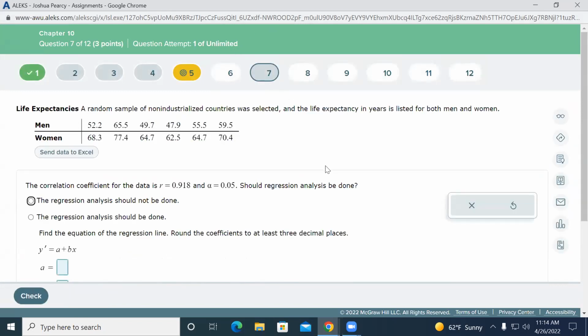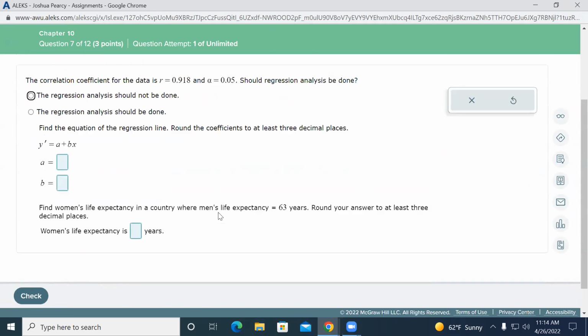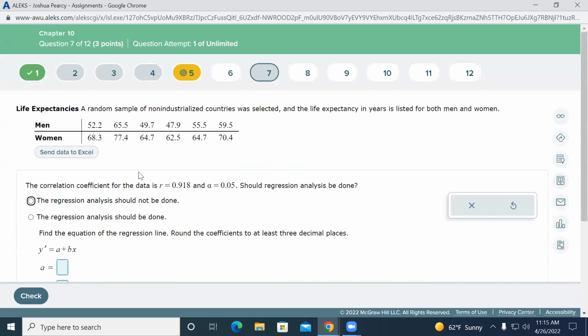What else? This one is what I was talking about. The correlation coefficient is 0.918 and alpha is 0.05. Should a regression analysis be done? What you need to do is look at the critical r value in the table. So someone look for 1, 2, 3, 4, 5, 6. Look for 4 and alpha is 0.05. What is the critical r value in the table?